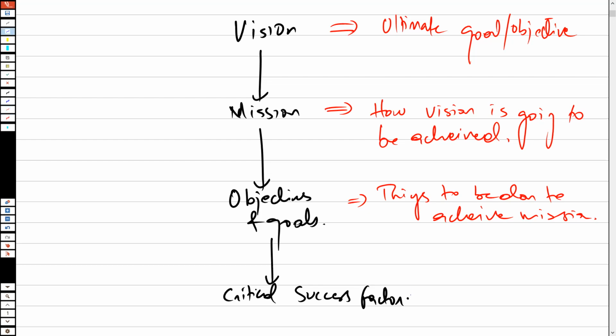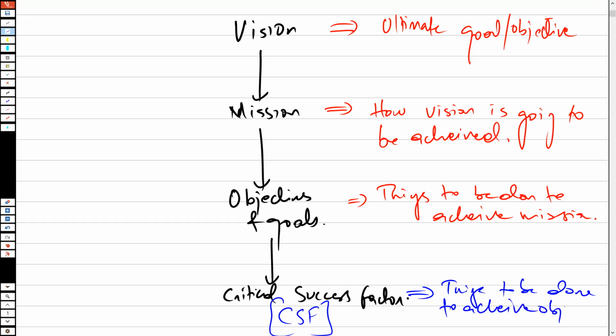When we talk about critical success factors, more commonly known as CSFs, these are the things to be done to achieve objectives. Ultimately, the critical success factors are the things to be done in order to achieve the mission, and which in turn lead to the achievement of the mission.